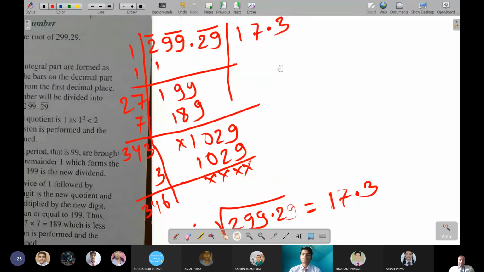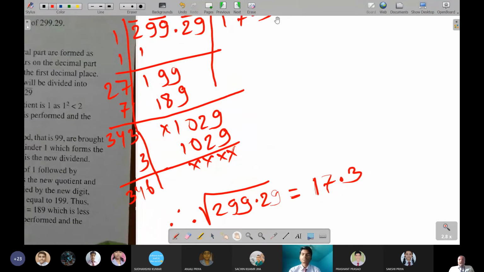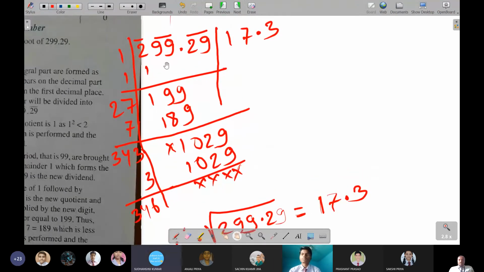And at last, of course, what is the quotient? That is only the square root. So the square root of 299.29 will become 17.3. Got it? Yes, sir.